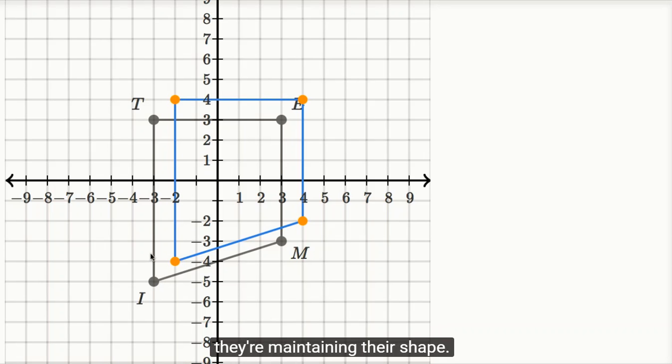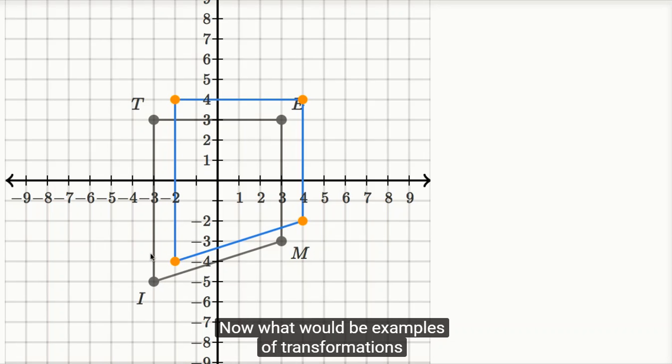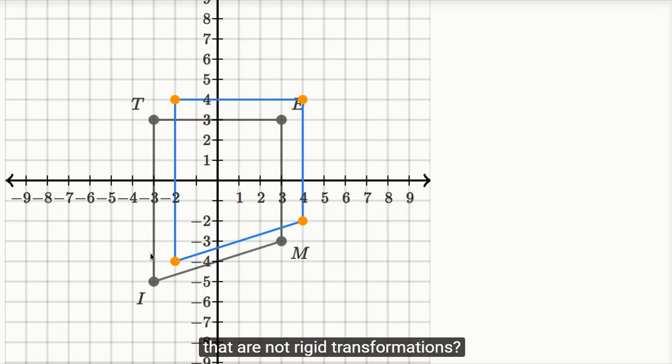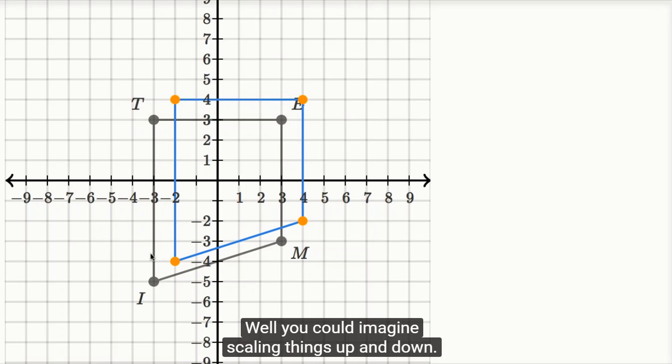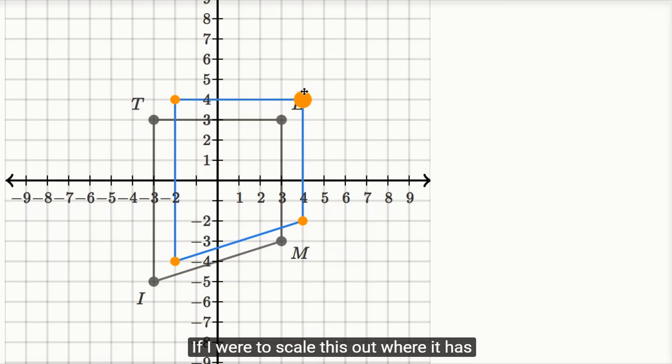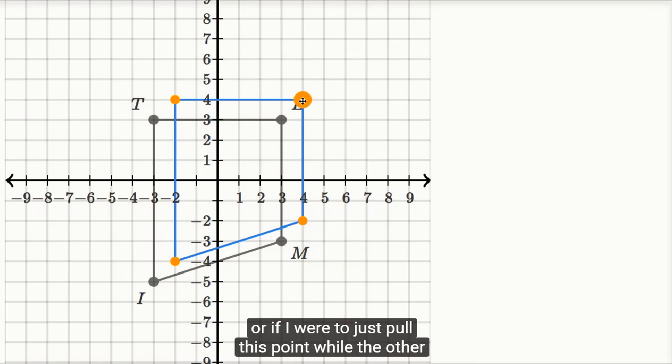They're maintaining their shape. Now, what would be examples of transformations that are not rigid transformations? Well, you can imagine scaling things up and down. If I were to scale this out, maybe the angles are preserved, but the lengths aren't preserved, that would not be a rigid transformation. If I were to just stretch one side of it, or if I were to just pull this point while the other points stayed where they are, I'd be distorting it or stretching it. That would not be a rigid transformation.